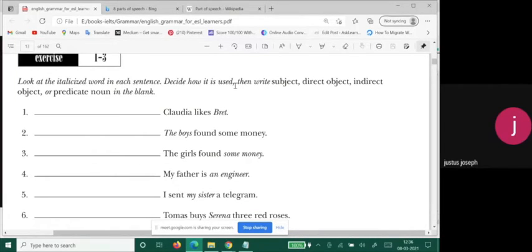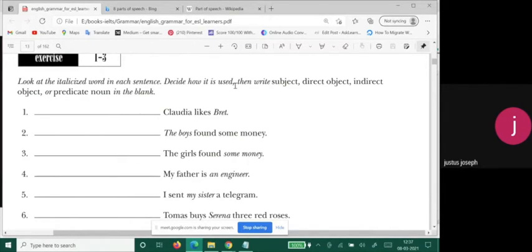Just tell me what is a subject, what is a direct object, which one is an indirect object, if there is a usage like that. And what is the verb. So all you are going to tell me is subject, verb, direct object, indirect object. Okay. Predicate noun, when it comes, if you have understood it, you can answer. If you have not understood it, it does not matter. I'll answer. I'll help you.